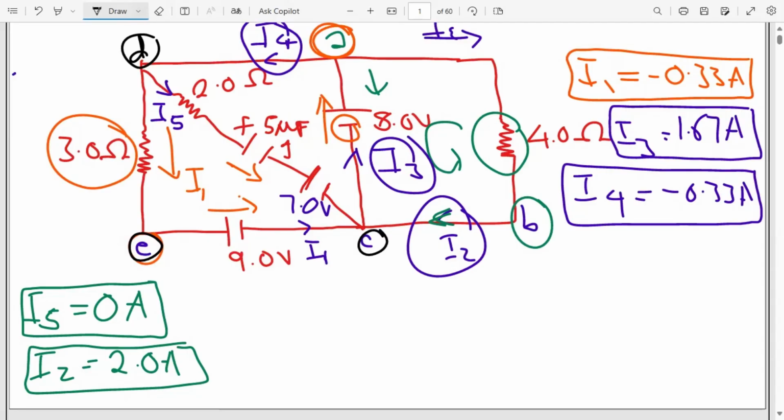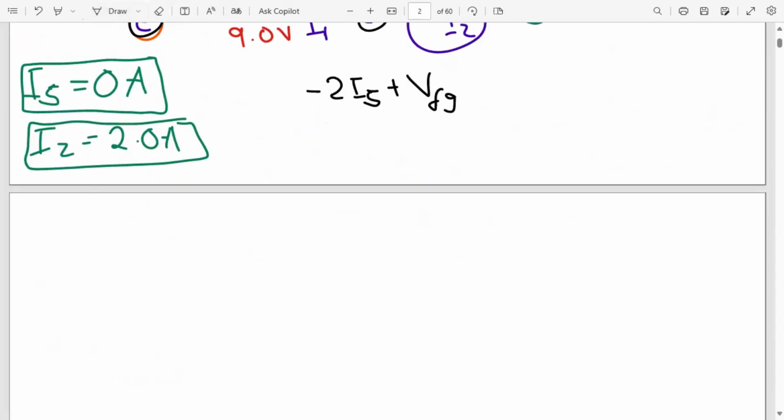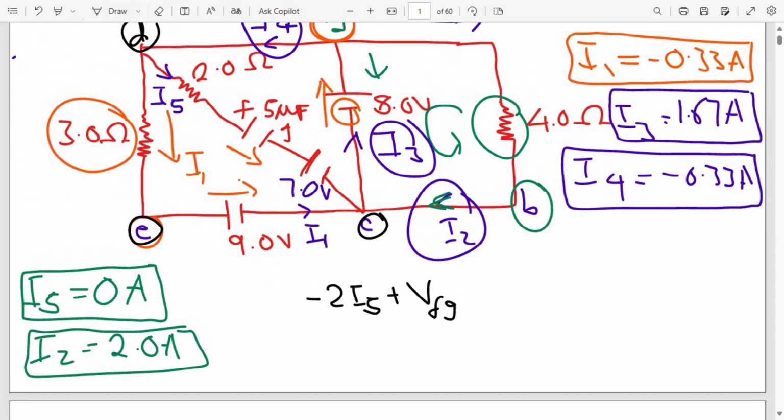So I have my current I5 passing through the 2 ohms resistor along the direction of current. So we're going to have a voltage drop of minus 2I5. Then we are going to have the voltage on the capacitor, so I'll say plus V on the capacitor, which I'll just name FG. Then we're going to have a voltage drop on the battery, since we're moving from the positive terminal to the negative terminal. So I'm going to say -7.